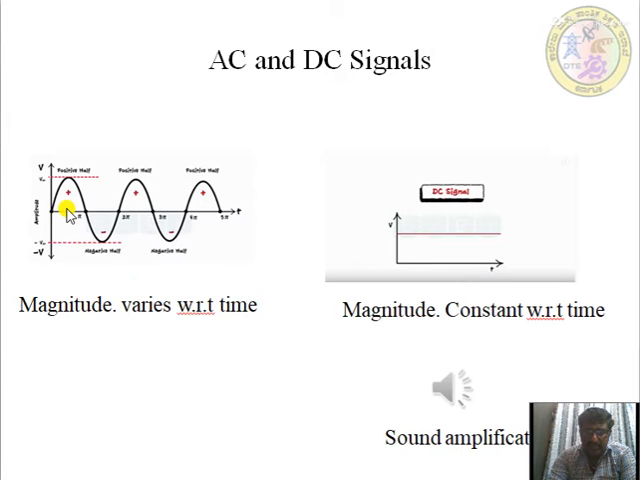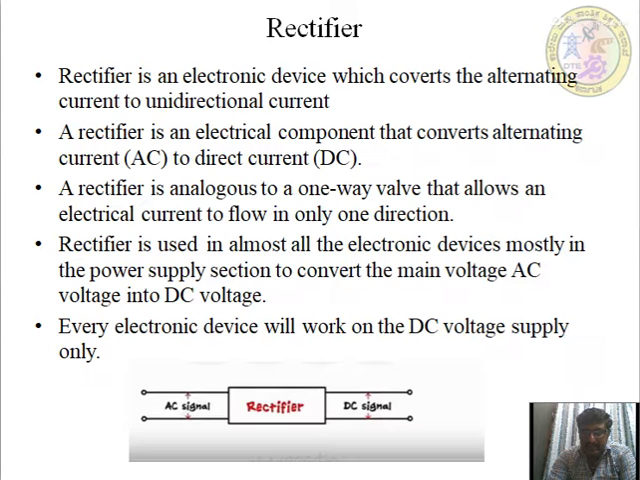Next, what is meant by AC and DC? An AC signal means alternating current, so it will have fluctuations. This one is a normal sine wave, where the magnitude varies with respect to time. And this one is a DC signal, where the magnitude is constant with respect to time. So this one is your AC signal and this one is your DC signal.